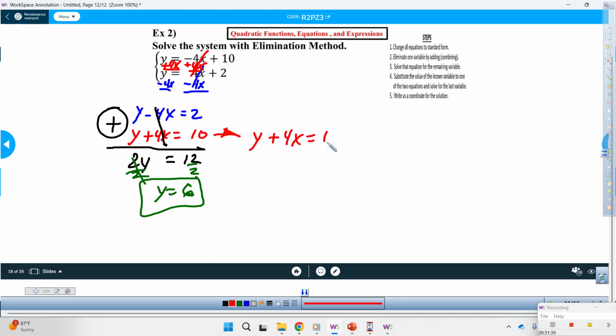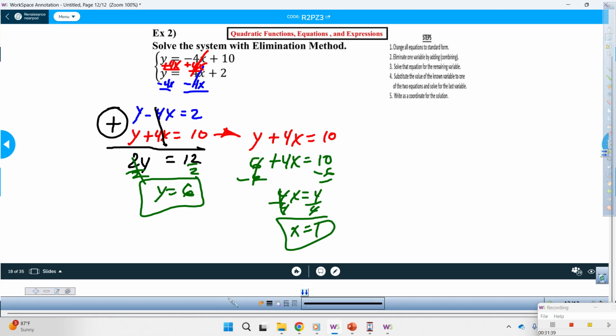Y plus 4x equals 10. Instead of y, I'm going to substitute 6 plus 4x equals 10. Subtract 6, subtract 6. 4x equals 4. Divide by 4. X equals 1. Am I done? No. What's my solution? What is x? 1. What is y? 6, and that's my solution.